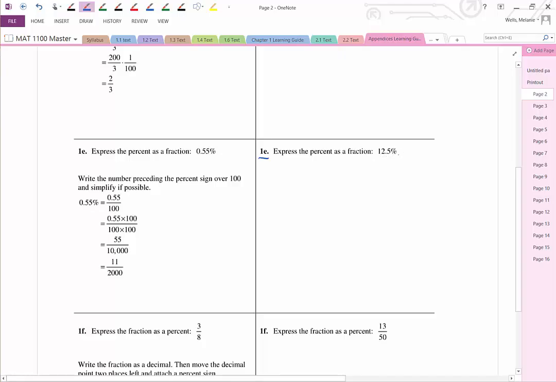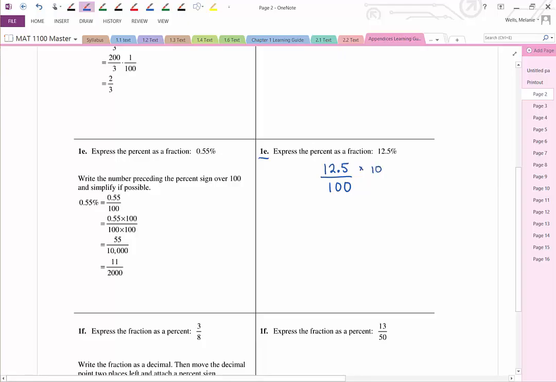12.5%. Now remember that percent means per 100. So I can write that as 12.5 per 100. Percent is over 100. Now I don't really want my fraction to also include decimals. So the way that we will change this is if I multiply both the numerator and denominator by 10, that's going to allow me to move this decimal place 1 over.